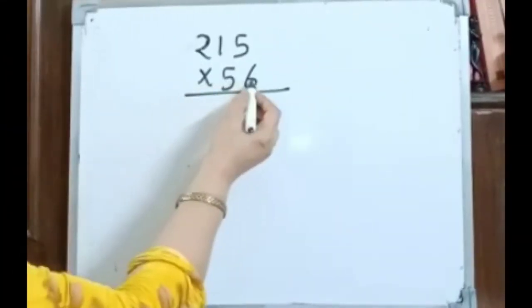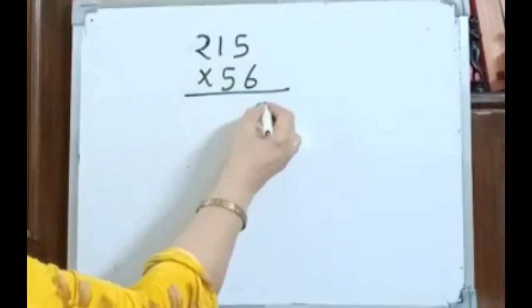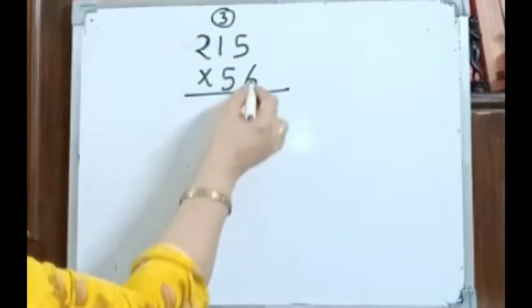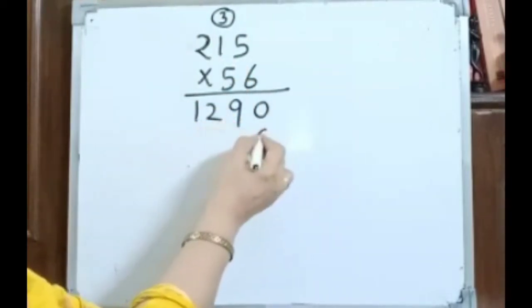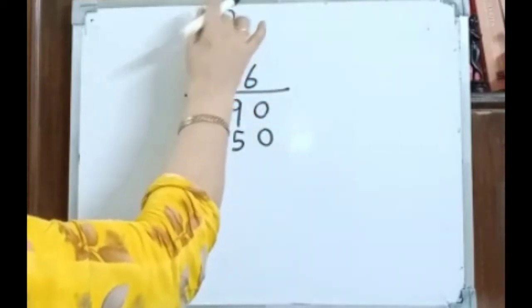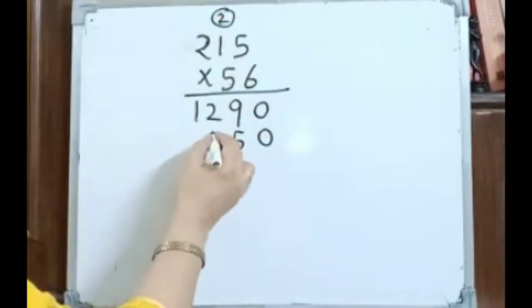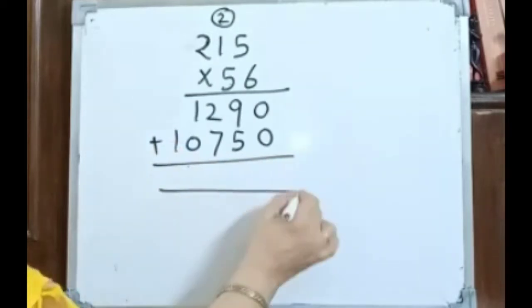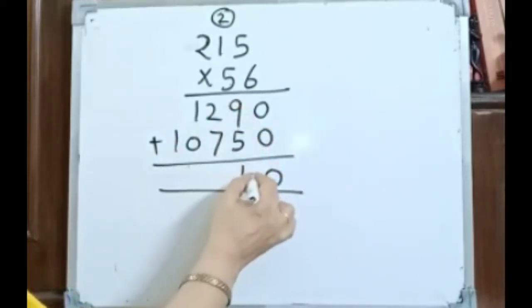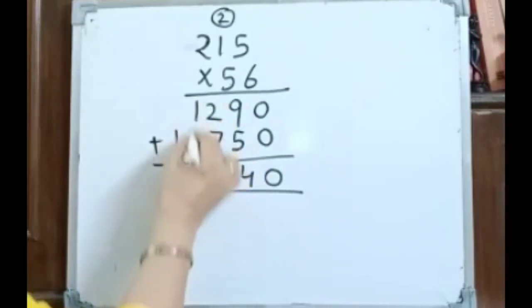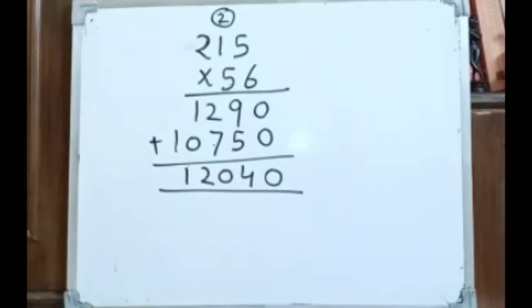215 multiplied by 56. So 6 5s are 30, carry over 3. 6 1s are 6 and 3, 9. 6 2s are 12. We have to put 0 here. 5 5s are 25, carry over 2. 5 1s are 5 and 2, 7. 5 2s are 10. So we have to add this. 0, 9 plus 5, 14, carry 1. 7 plus 2, 9 and 1, 10, 0. Then 2, then 1. So 1 2 0 4 0.